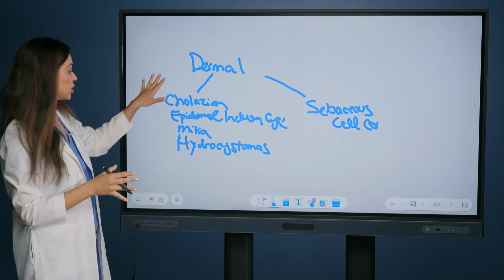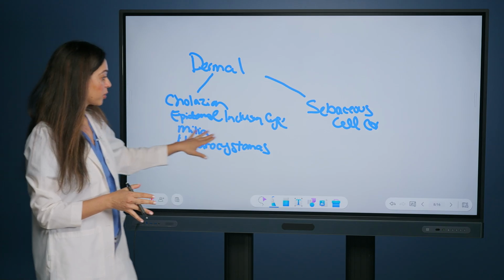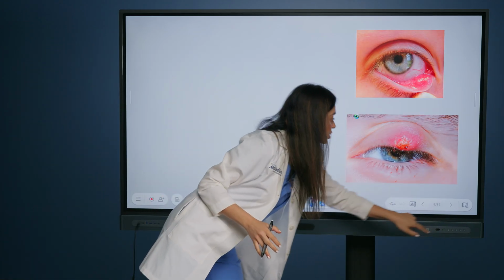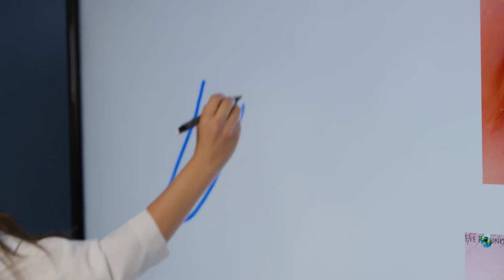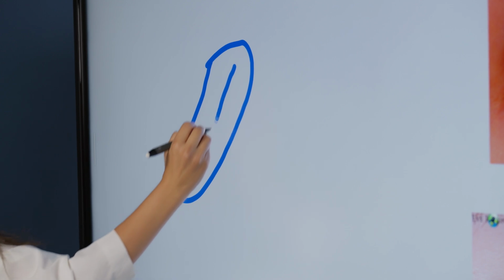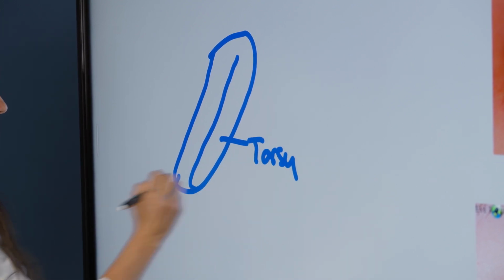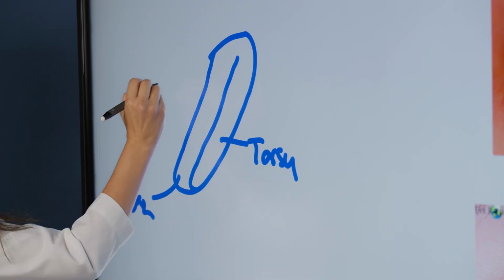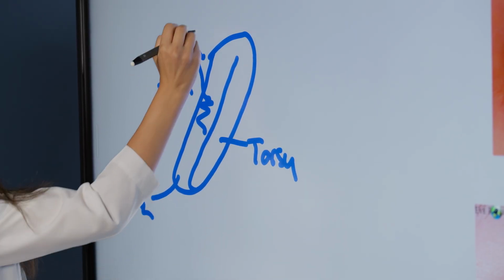So these are the most common benign dermal lesions that you're going to encounter in practice. Let's dive into what those look like. So chalazion. So let's take a minute and just review your eyelid anatomy. So if this is a cross section, we know this is going to be the posterior tarsal plate. This is your eyelash. This is your skin, and this is the orbicularis muscle in here, okay?